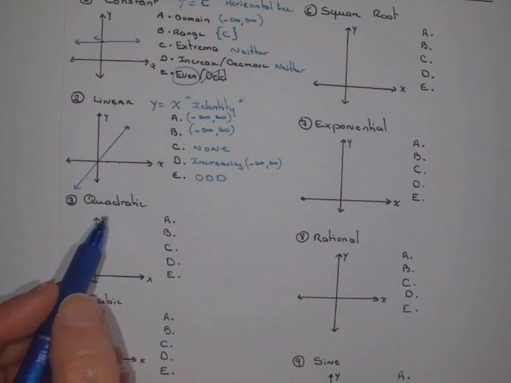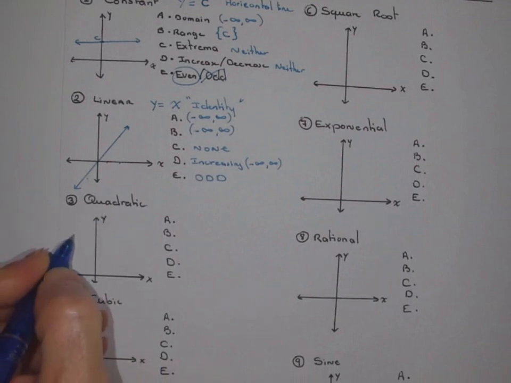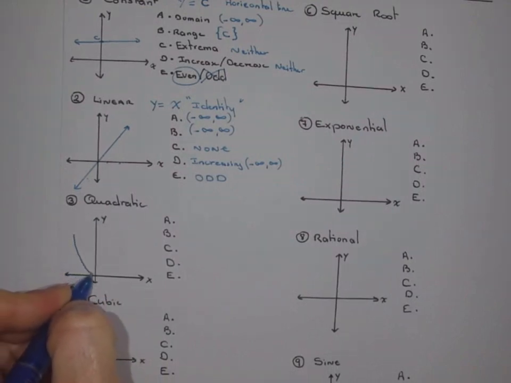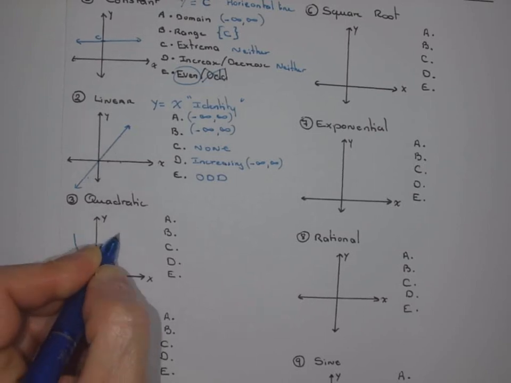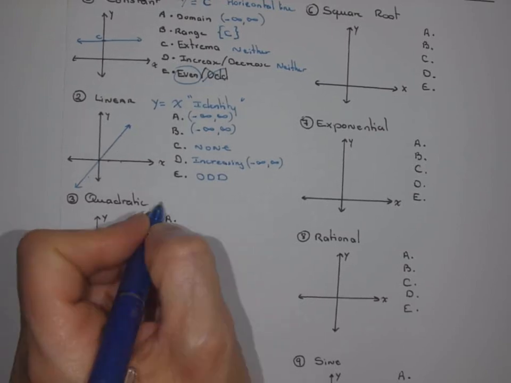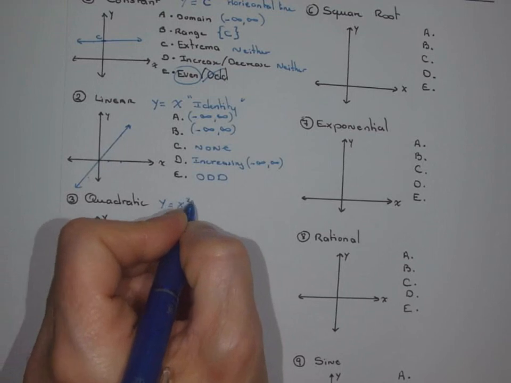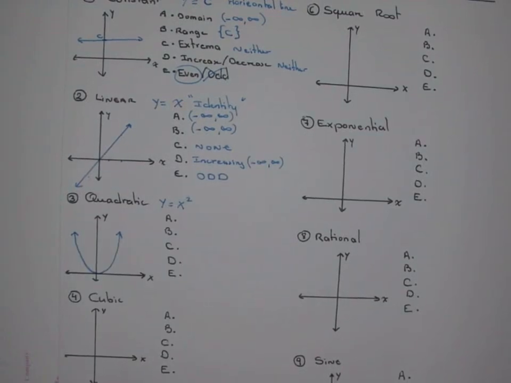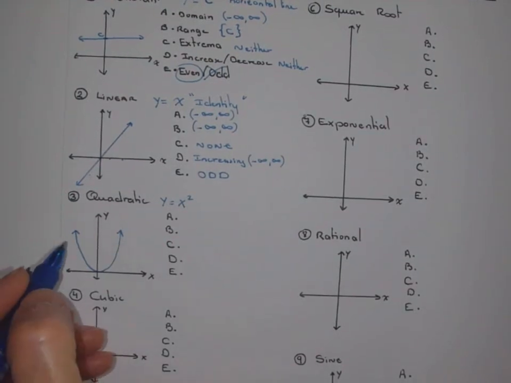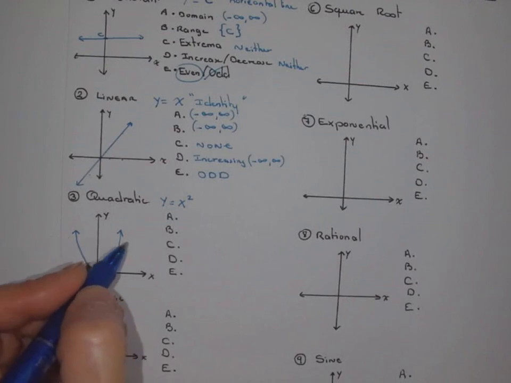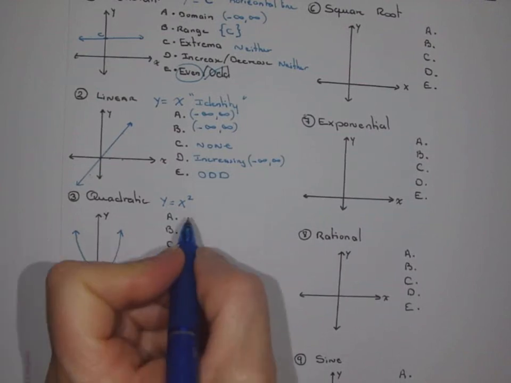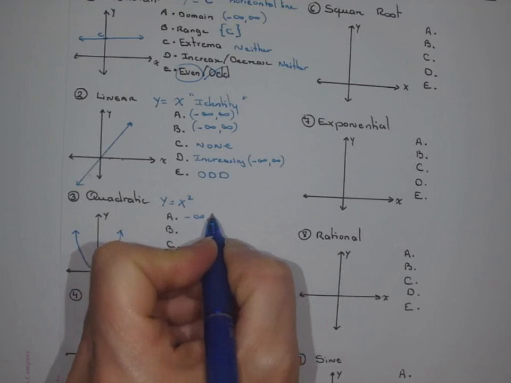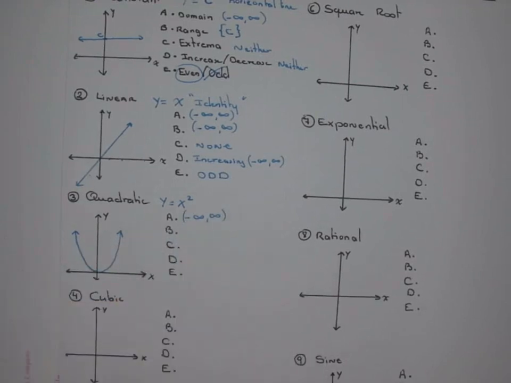Number 3 is a quadratic function. So the parent function of a quadratic would be like that, and it is y is equal to x squared. The domain of a quadratic: there is no limit on the left, no limit on the right, no discontinuity in between, therefore the domain is from negative infinity to positive infinity.